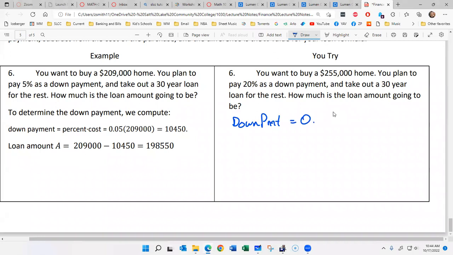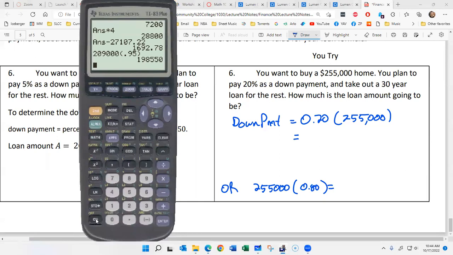By working out 20% of how much the house is for. Or if we pay down 20%, how much is left? What do we still owe? 80%. So this would be the one-step approach. So either way, let's see what we get here.